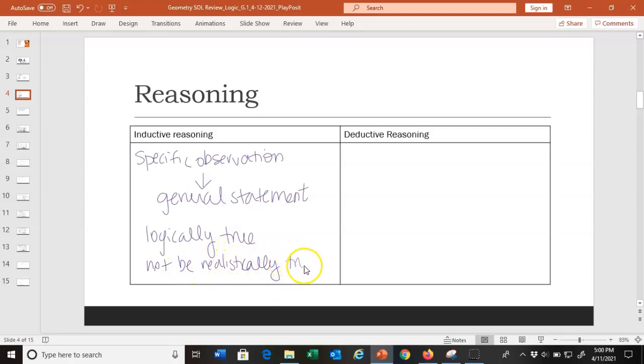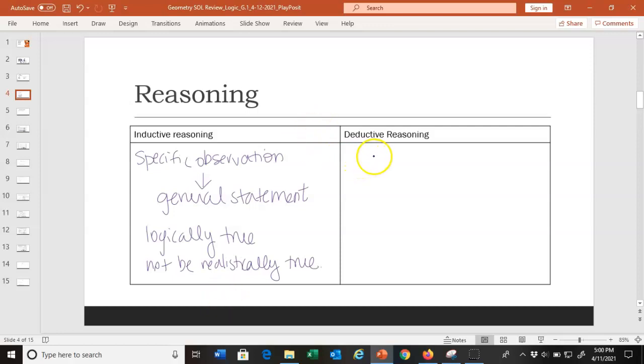You just kind of have to keep that in mind as you're doing your inductive reasoning because you're only making specific one-time observations. You could do it multiple times, and then some people say, well, when is it enough? And then you get into the whole statistics conversation about the validity of your data. So for us in geometry, we just want to be able to identify inductive reasoning and use it. So we're doing specific observations to make a big general statement.